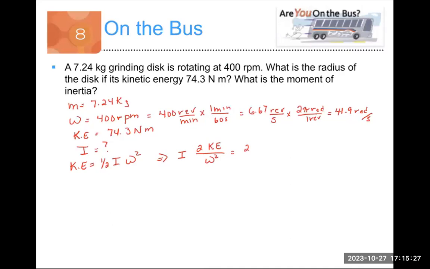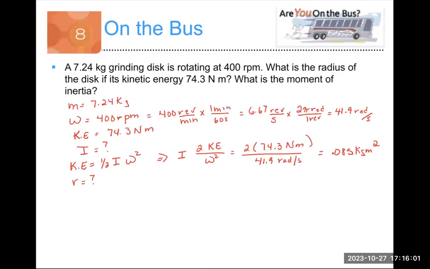So I'm going to have 2 times 74.3 Newton meters divided by 41.9 radians per second. And that's going to come out to 0.085 kilograms meters squared. Okay. Another thing we wanted to find was the radius.